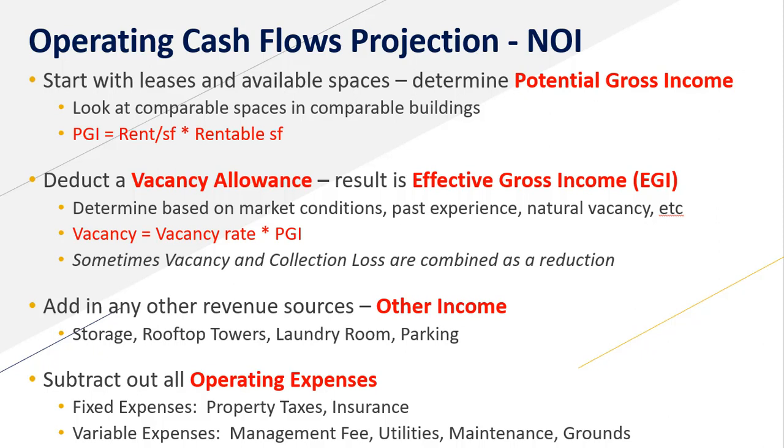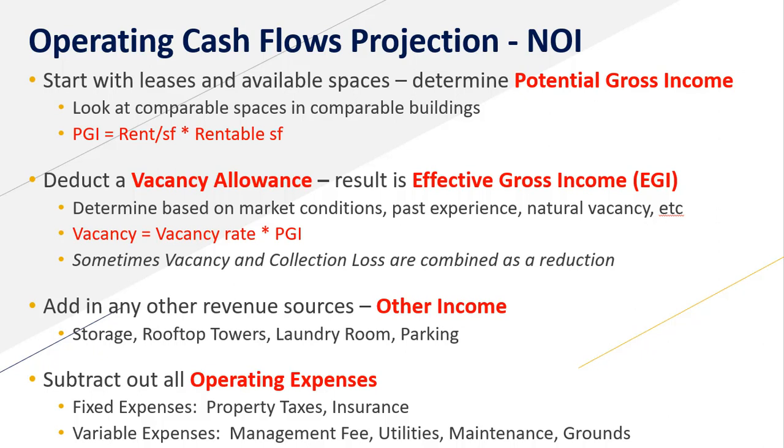So we march down and we would add any other sources of revenue. So things like storage, lockers, rental storage units. If there are rooftop towers that are cell phone types of things, we might be getting income from having a tall building with some towers that we've rented out. There could be a laundry room in a multifamily facility. We might have parking income from a parking garage, and it could be all sorts of other things as well.